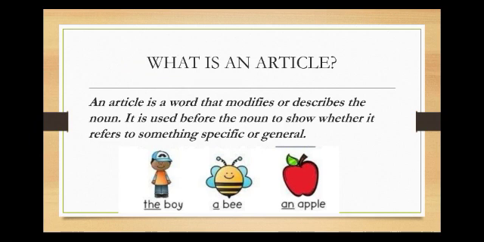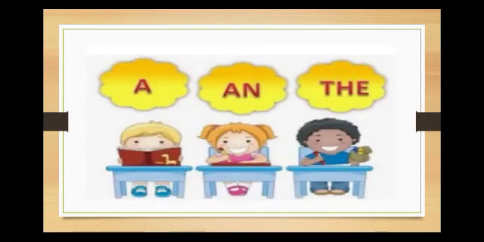So, for example, if I say the boy, that means I'm talking about a particular boy. But if I say a bee, then it means that I'm not talking about any particular bee. I'm talking about any general bee. The same is the case with an apple. So children, by now it must be clear that in this video, we are going to talk about the three articles a, an and the.